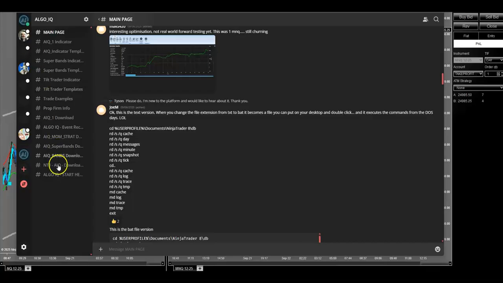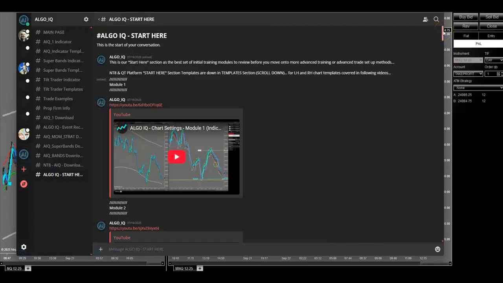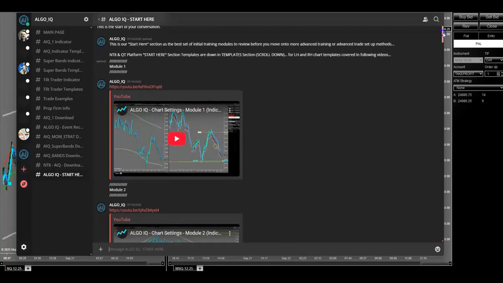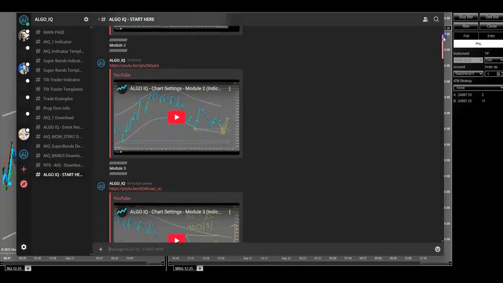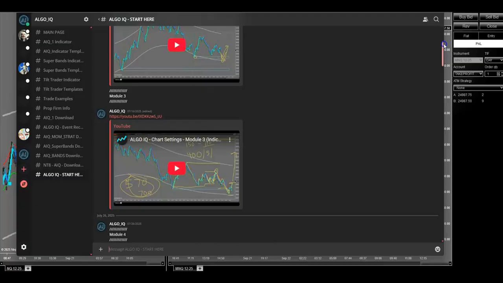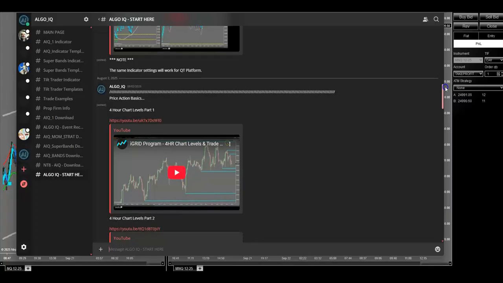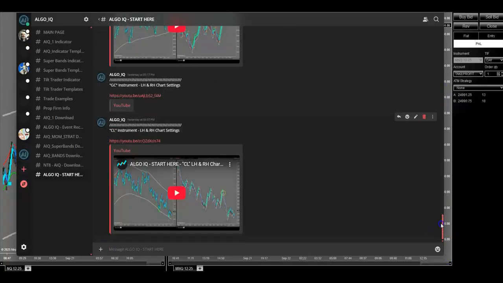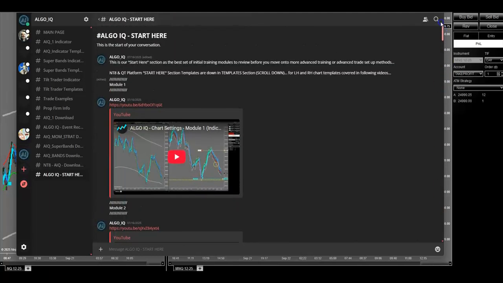Another really important part of our program when you do come on board: we have an Algo IQ Start Here section that is in a specific order to get you set up right away with what we call left-hand chart and right-hand chart settings, where I diligently go video by video and show you exactly how to set up your charts, so everybody's on the same sheet of music with at least one of our base methods of working the market. And then I do have templates for specific instruments, CL, GC, ES, and a lot of NQ stuff. So the entire Start Here section is utilized to get you up and running with exactly how you should set up your charts.